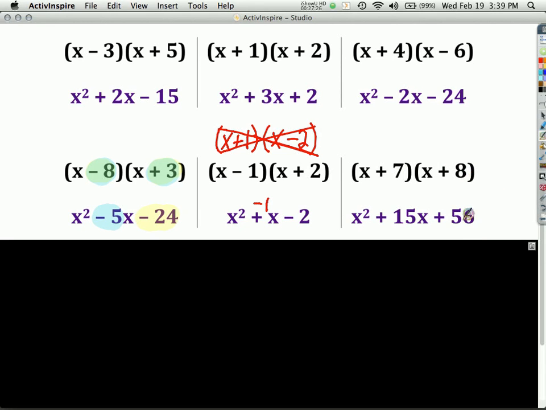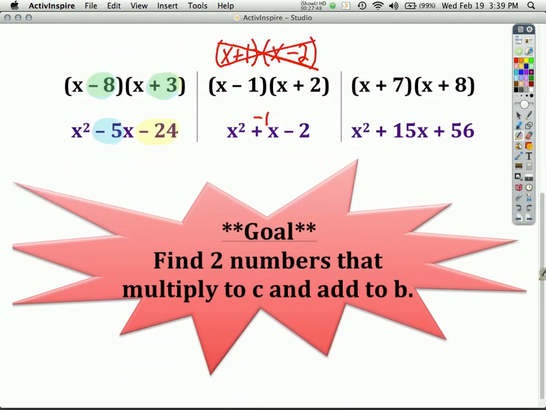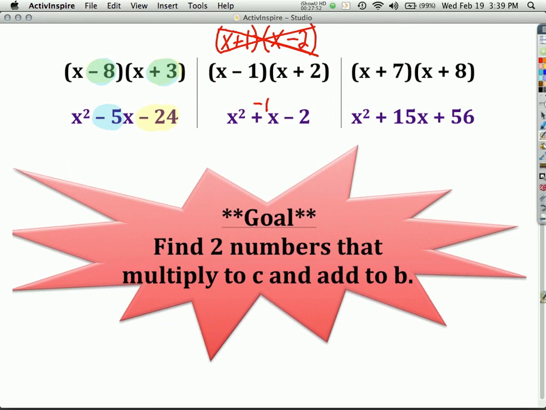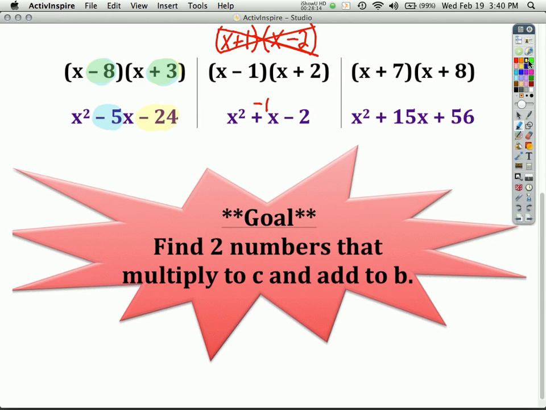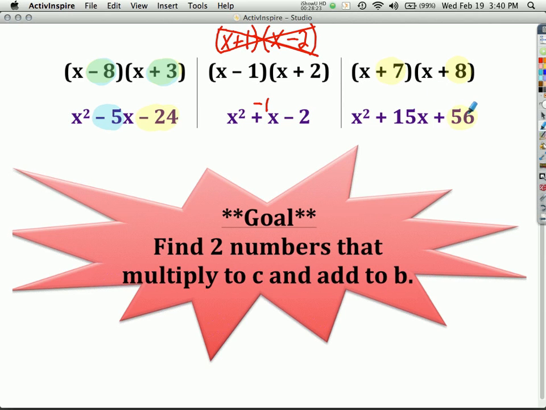These two numbers multiply to 56 and they add to 15. These two numbers multiply to -2 and add to +1. These two numbers multiply to -24 and add to -5. Which brings me to what the goal is, which is to find two numbers that multiply to C and add to B. So just to see it, these are the two numbers. They multiply to C and they add to B. That's what we're trying to do.